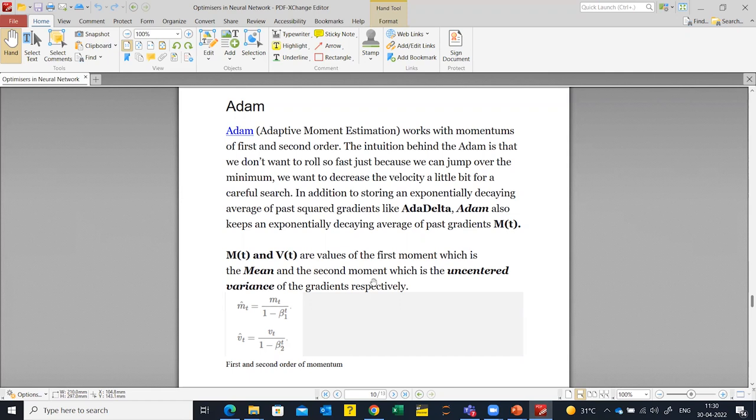In addition to storing an exponentially decaying average of past squared gradients like ADA delta, ADAM also keeps an exponentially decaying average of past gradients, MT. So it also does the same thing. Okay. It has a particular window from where it stores the learning rate, exponentially decreasing it, because obviously when you are descending from a mountain and you don't lower your momentum, when you reach the valley, you might fall, or you might skip the local minima and try to crawl the next mountain. So what it does is it exponentially slows down the decaying rate of the learning parameter.